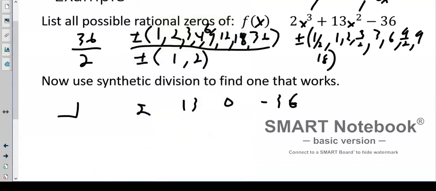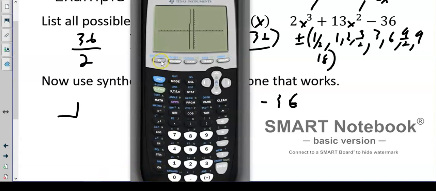So we pull up the calculator, hopefully it works, all right? We go to y equals, clear out whatever's in there, and put in 2x to the 3rd power. Come down, plus 13x squared, minus 36. If you want to graph it and see what it looks like, it's going to be cubic. Okay? And then we go here to the table.